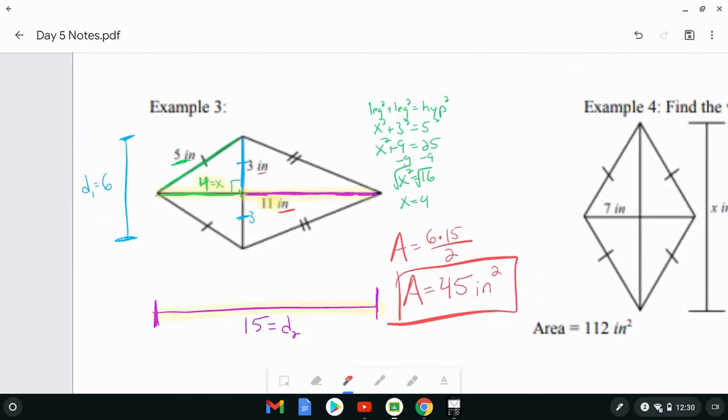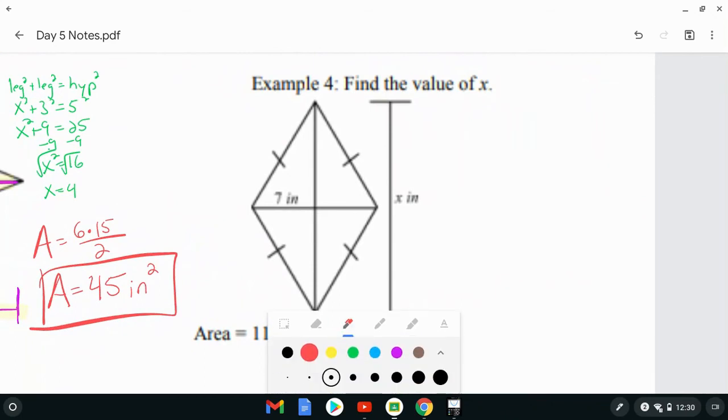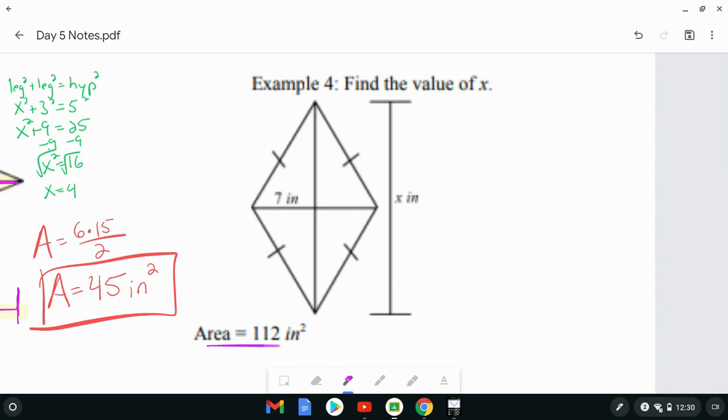So problem number 3, we had to do a little bit of extra math using Pythagorean theorem to find that third part so we could actually get those diagonals. For number 4, this was similar to day 2 and then the last problem yesterday that we did on the trapezoids, where they're giving us the full area, right? So they're giving us the fact that this whole thing is shaded and equals 112 inches squared.